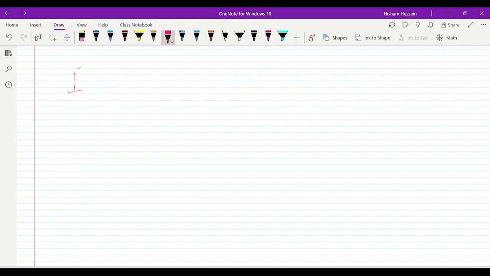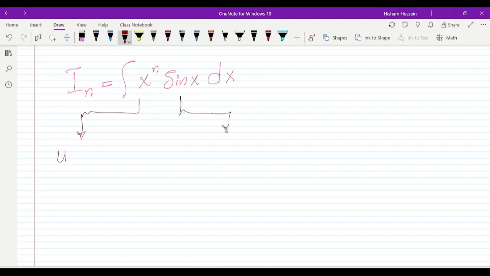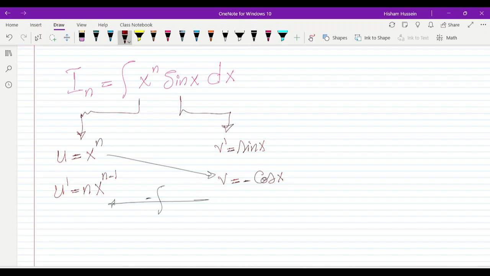With the same idea, find the reduction formula for the integration of x to the power n times sine x dx. As we did before, here this is u, this is v dash. U is x to the power n, u dash is n x to the power n minus 1. V dash is sine x, so v is the integral of sine, which is negative cosine x. U times v minus the integral of u dash times v. So I_n would be u times v, negative x to the power n cosine x, and then negative, negative, it's positive.